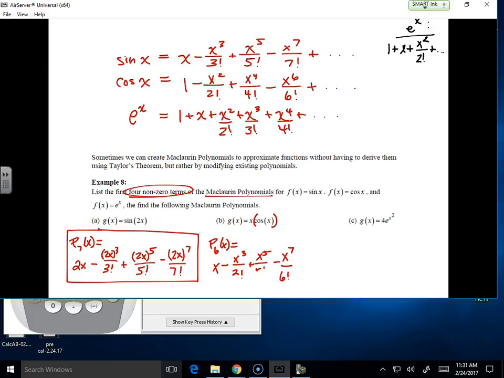How are we doing, Sam? Distributed into x, yeah. But it's a 6th degree because, didn't we use a 6th degree cosine polynomial?